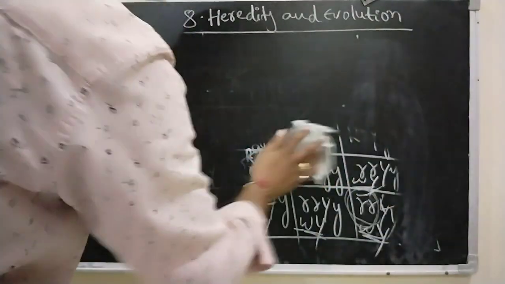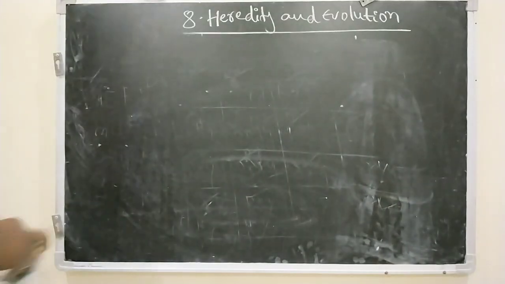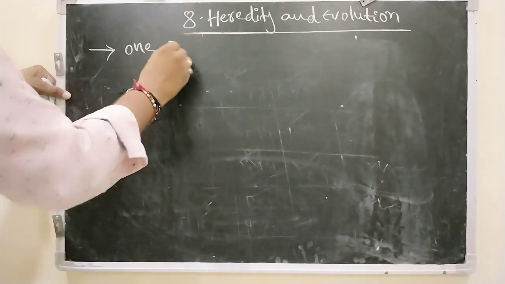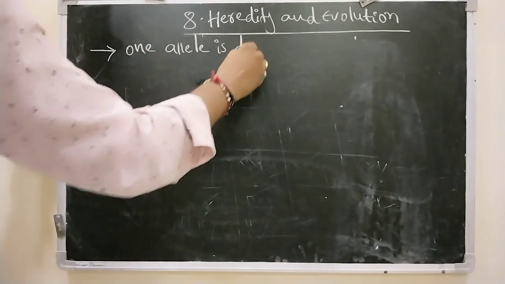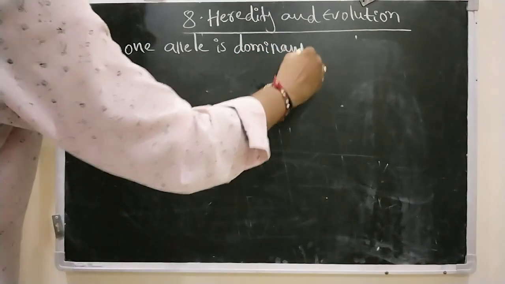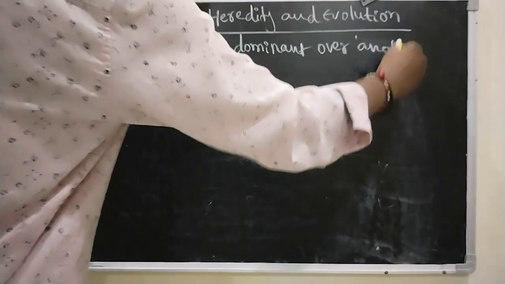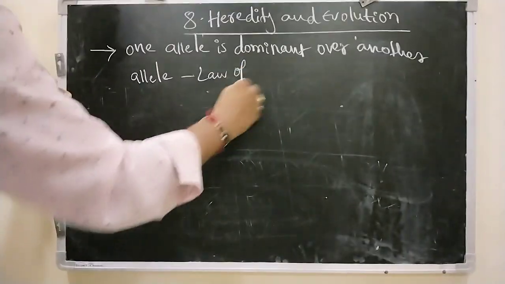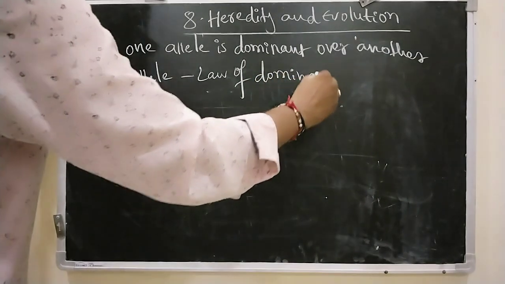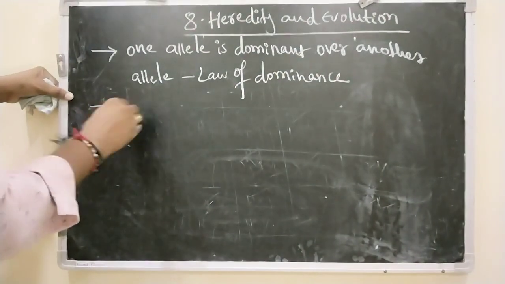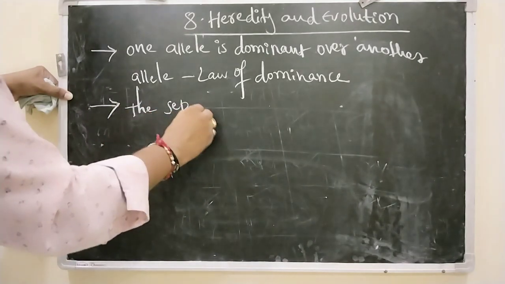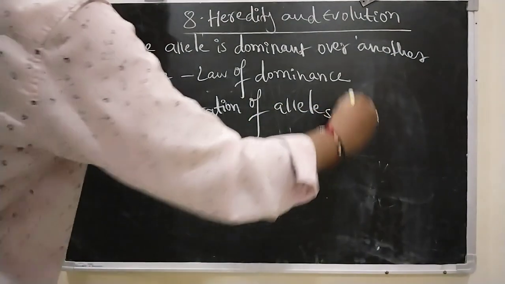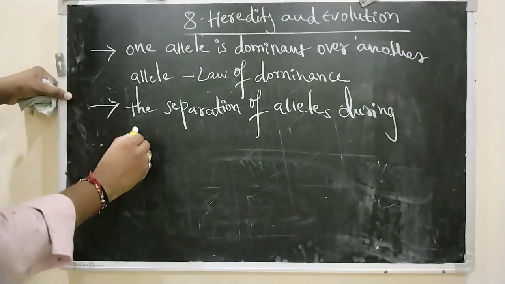So total 3 laws are there, Mendel's laws. So what are the 3 laws? One is, one allele is dominant over another allele. This is called the law of dominance, right? Next, the separation of alleles during gamete formation.